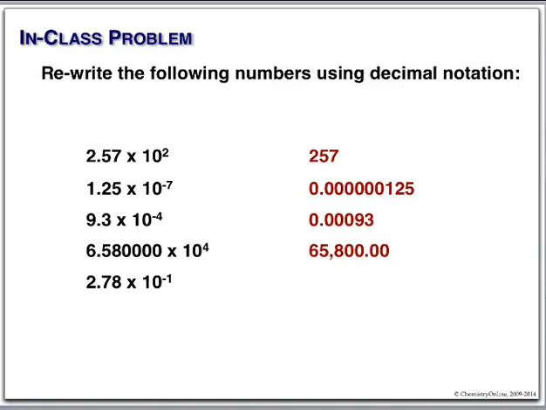Got a question? Finally, 278 times 10 to the minus 1. We're going to go this way, one space, one point, and we get 0.278. Any questions?